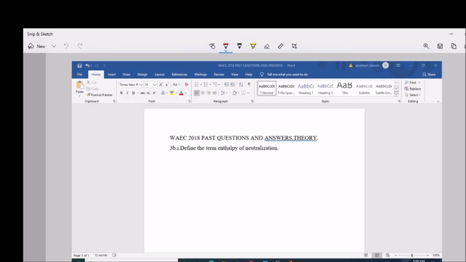The neutralization reaction is a reaction between acid and base to produce salt and water only. Example is when we react hydrogen tetraoxosulfate 6 acid with sodium hydroxide to give sodium sulfate and 2 mole of water. Now, what is enthalpy of neutralization?